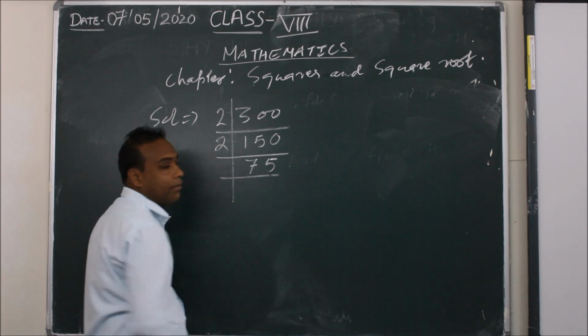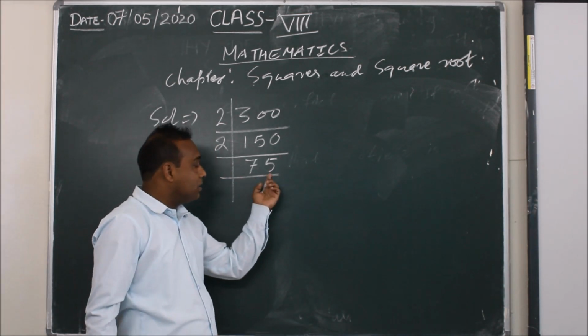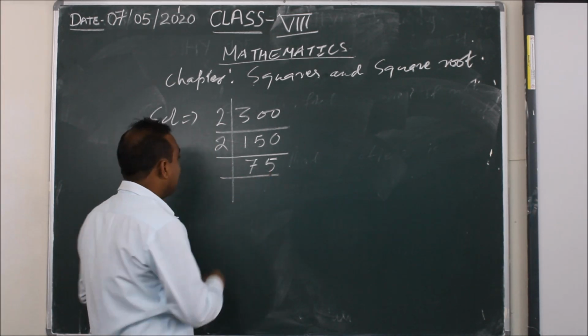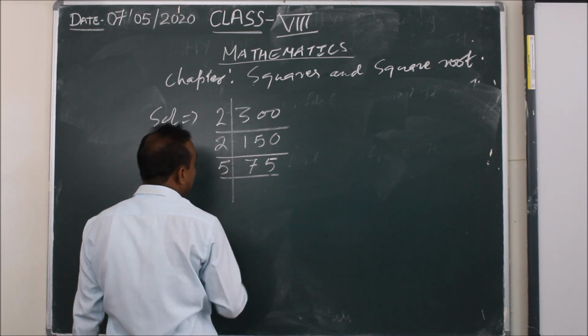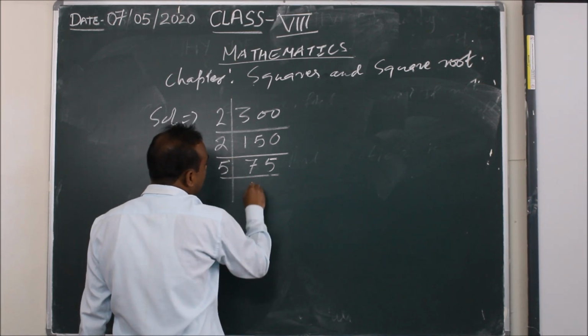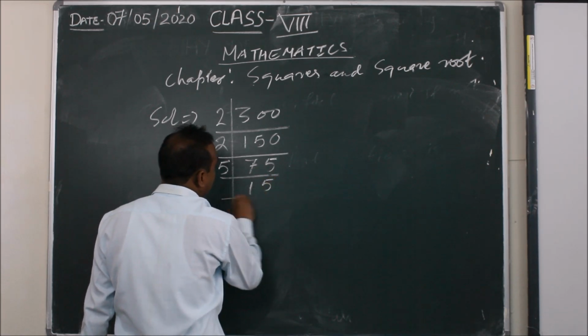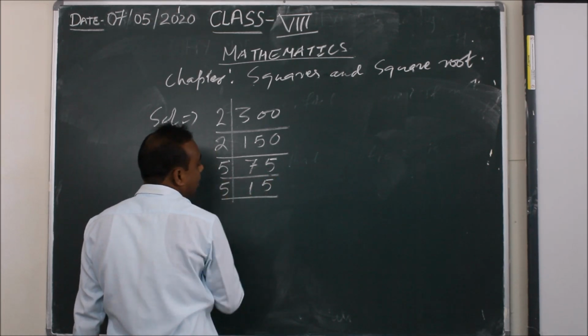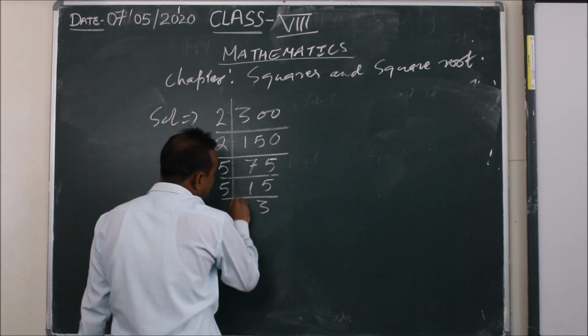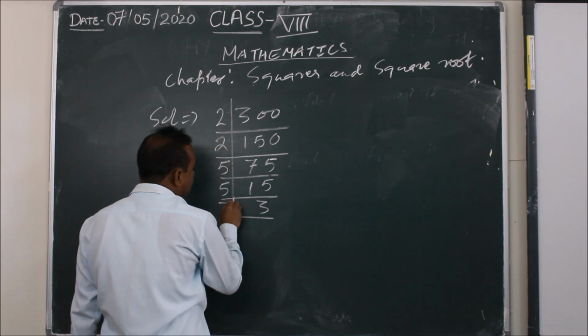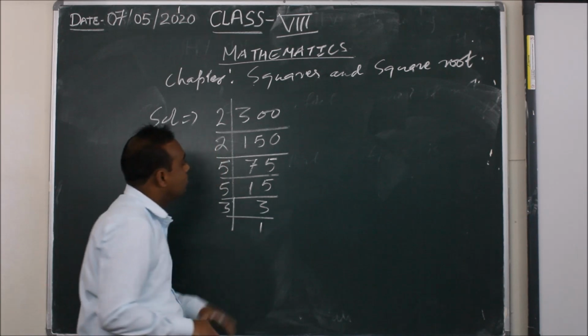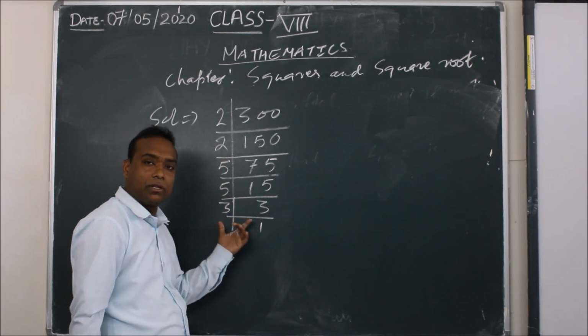Now there is 75. If the last digit is 5, then you have to divide this number by 5. So write 5 like this, and then 5 ones are 5, 2 is left here. So 2 and 5, 25. 5 fives are 25. Now 15, again you can divide by 5. 5 threes are 15, and now the single 3 is left. So 3 ones are 3. So this is the division.